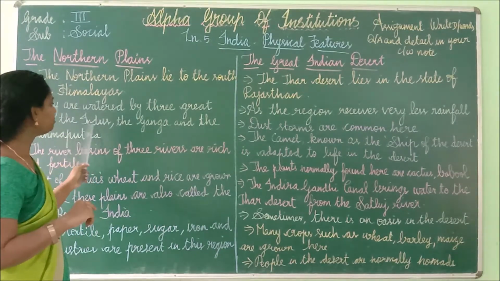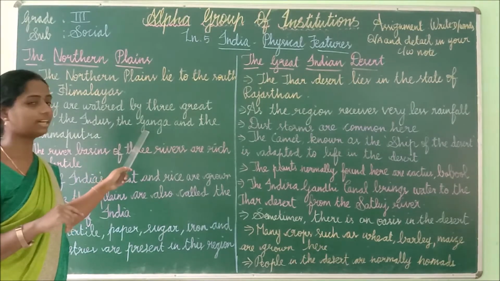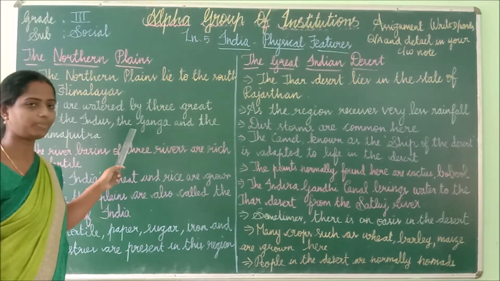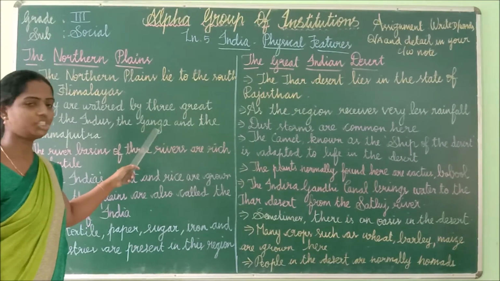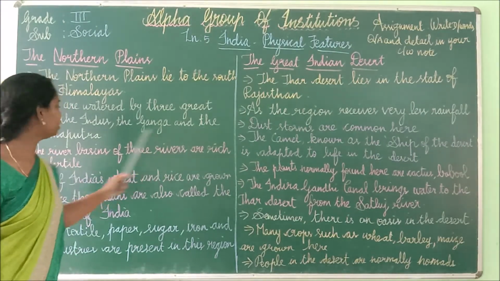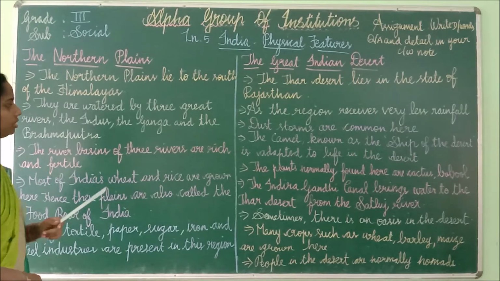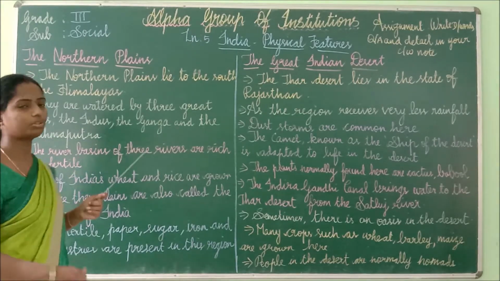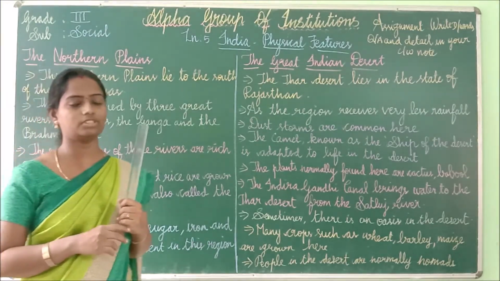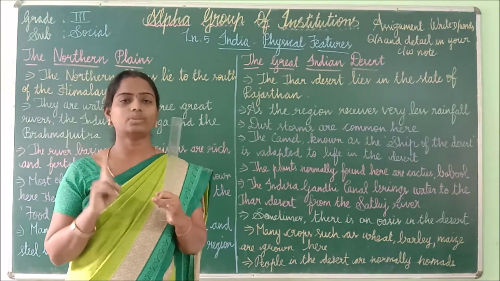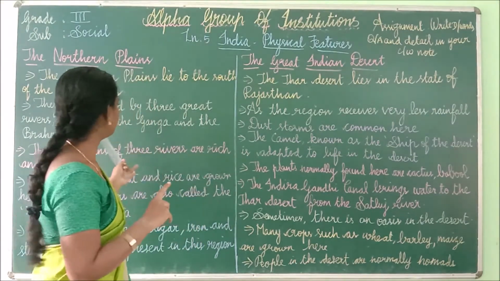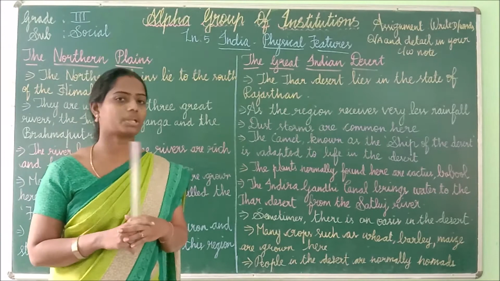Okay, children. The Indus. Then the Ganga. What is the spelling of Ganga? Ganga. And the Brahmaputra. Okay, children, now we are clear about it. They are watered by three great rivers: the Indus, the Ganga, and the Brahmaputra.